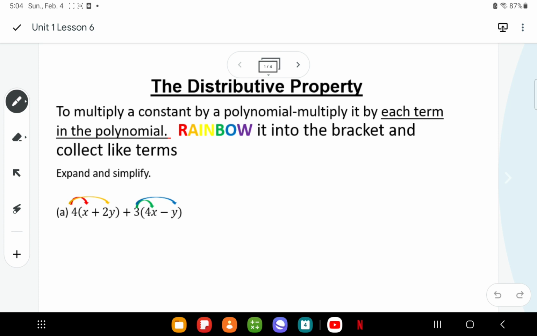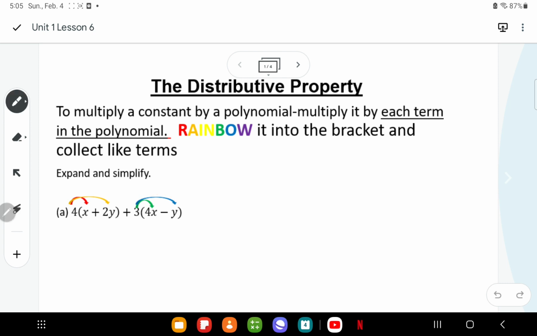Okay, so when we're multiplying a constant by a polynomial, the polynomial is anything with multiple terms, like what we've got in these brackets here. We're going to distribute it, and sometimes we call this rainbowing it because these arrows make a rainbow shape, into the bracket and collect our like terms.